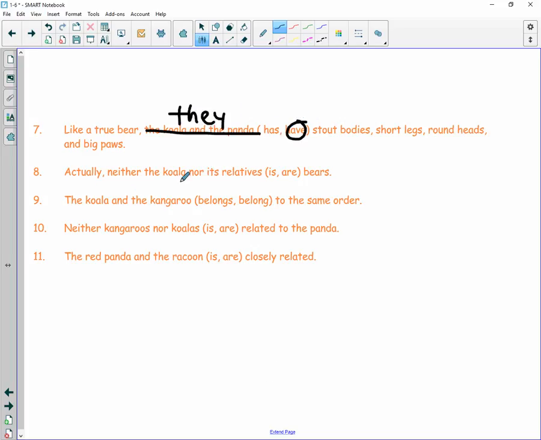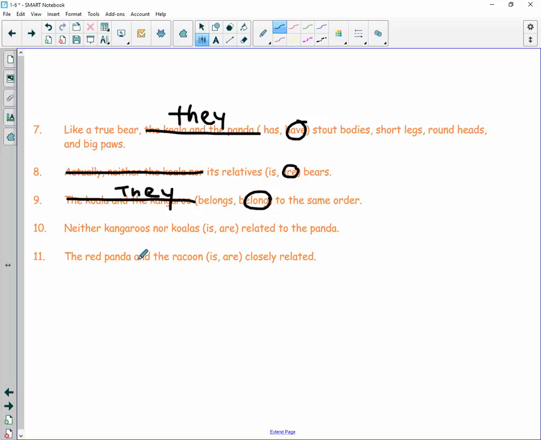Actually, neither the koala nor its relatives, I'm going to cross all this out, its relatives are bears. The koala and the kangaroo blank to the same order. It's an "and," so I'm going to replace it with "they." They belong to the same order.